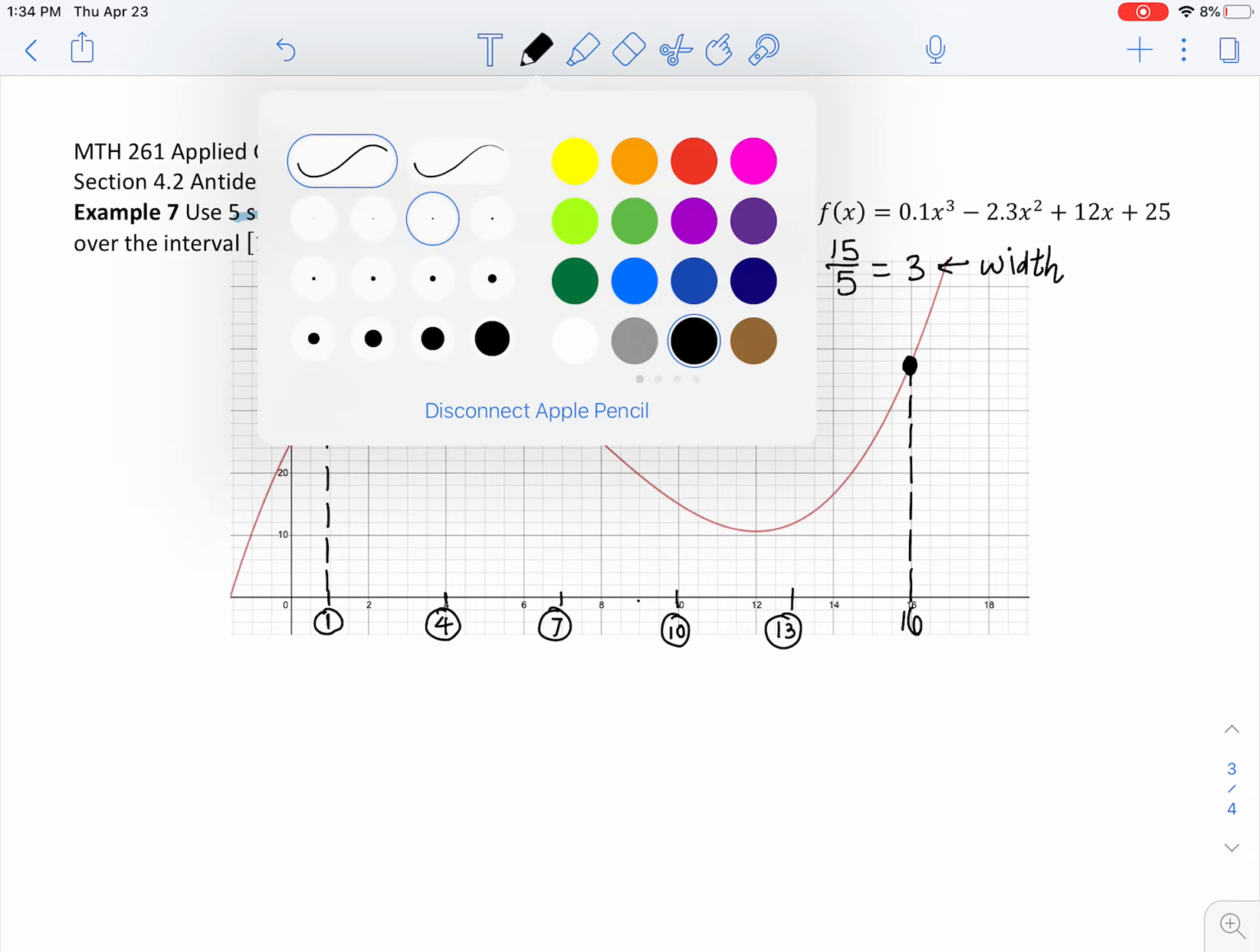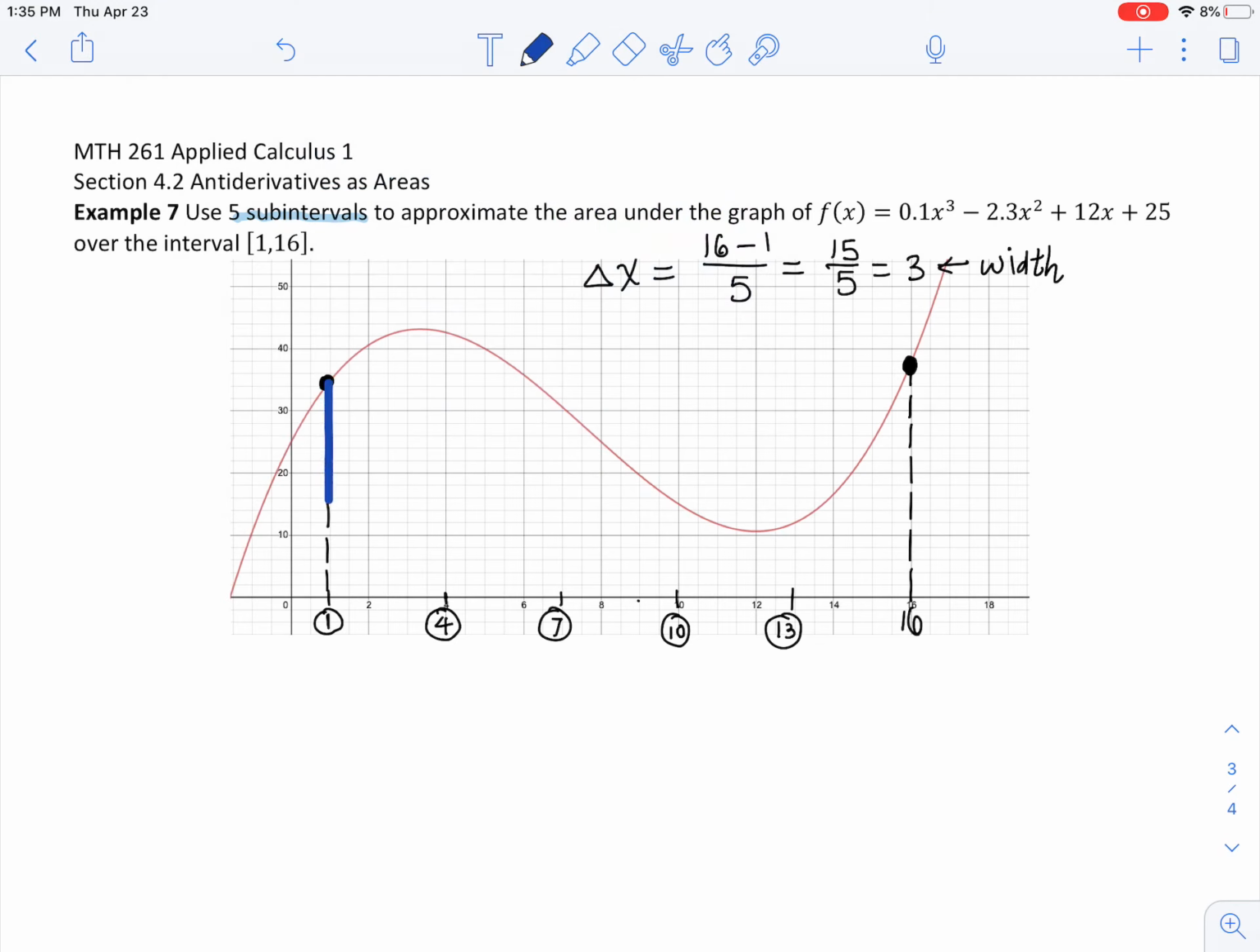Now what's next? The next number will be 1, 2, 3, 7. Next number will be 1, 2, 3, 10. I'm going up by 3. Next number will be 13. And then 1, 2, 3. That will cover the rest of the curve.